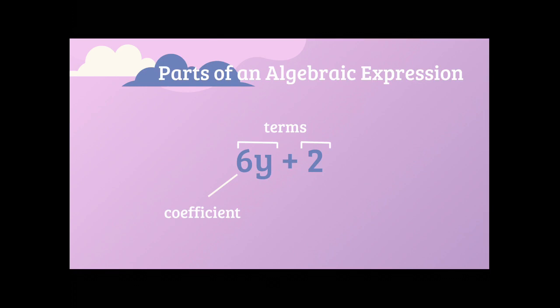So the coefficient would be in one term together with the variable, and the 2 would stand alone as its own term. And then we know that y is the variable. And lastly, we said that the 2 was a constant, which is the number that stands alone. So we have two terms in this one, a coefficient, a variable, and a constant.